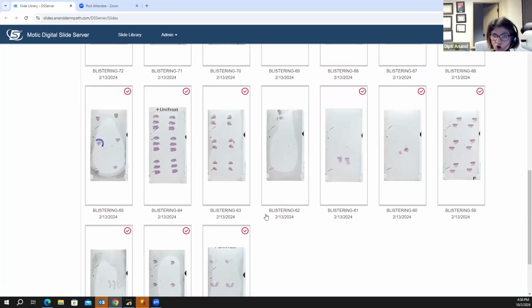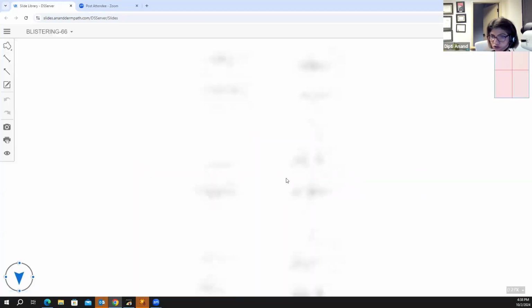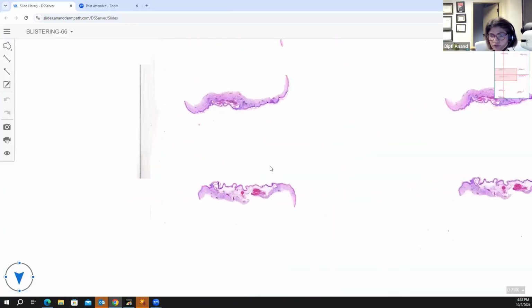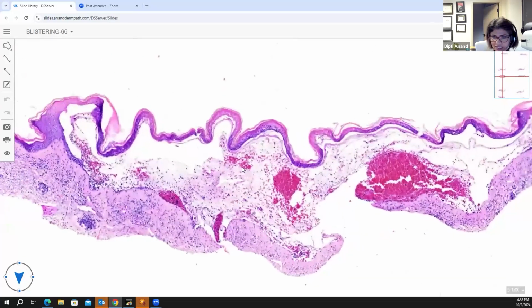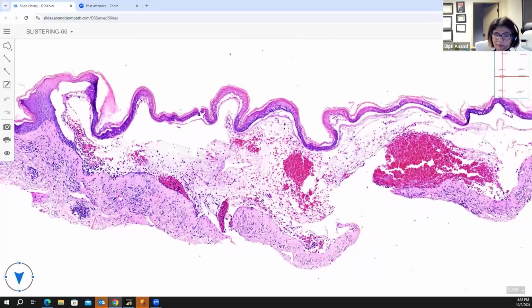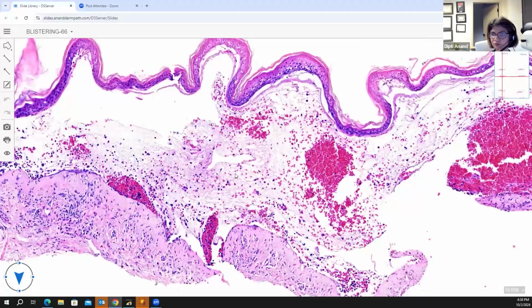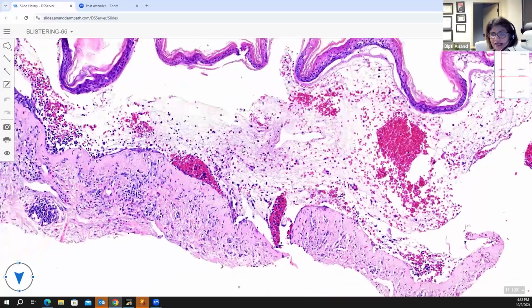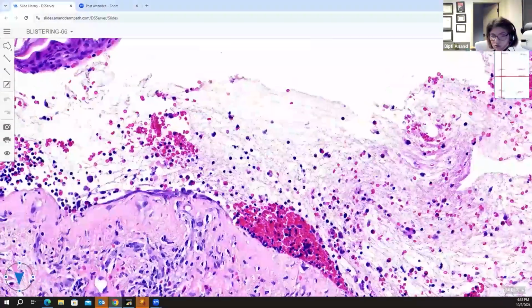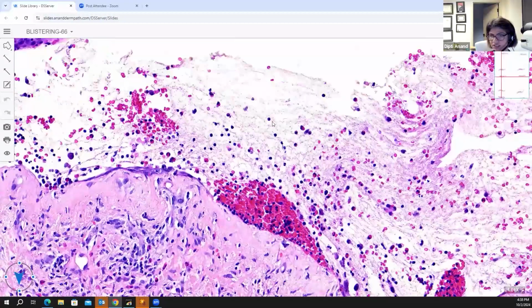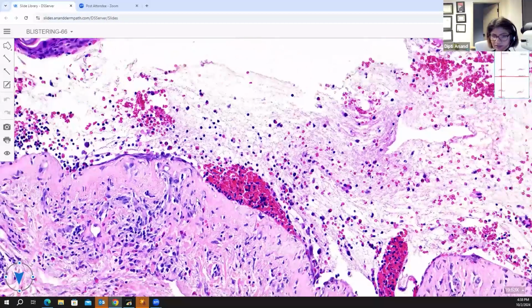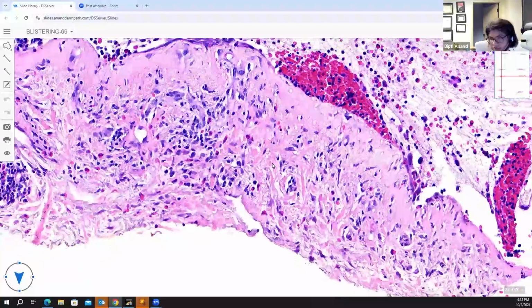Okay, now let's go on to your cell-rich subepidermal blister. All the cell-rich subepidermal blisters will show within the blister cavity this kind of pink fibrinous degenerative debris. Accompanying that is going to be the inflammatory cells. You can see that there are a lot of eosinophils in the blister cavity here, and also in the base of the blister.